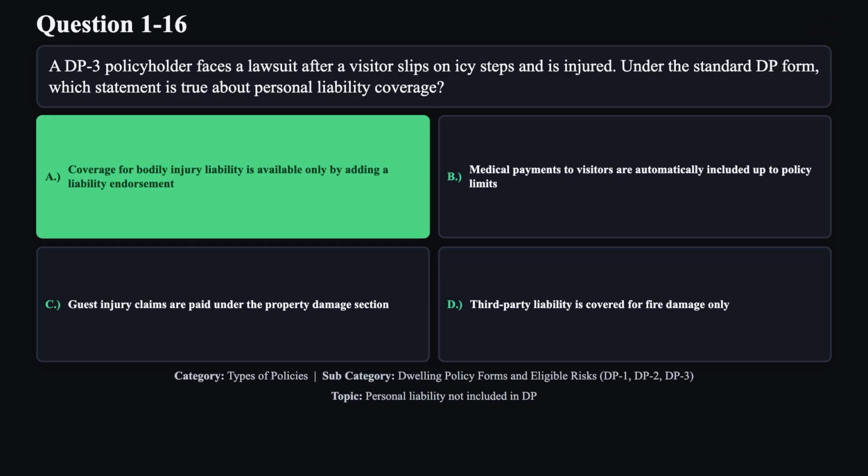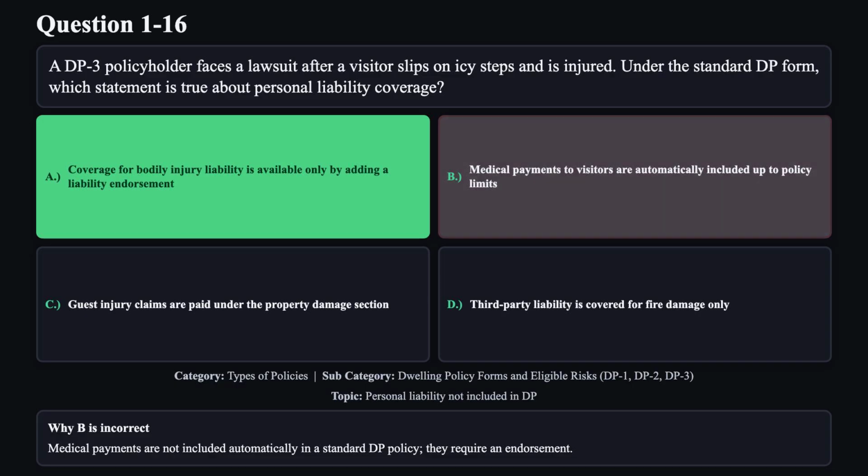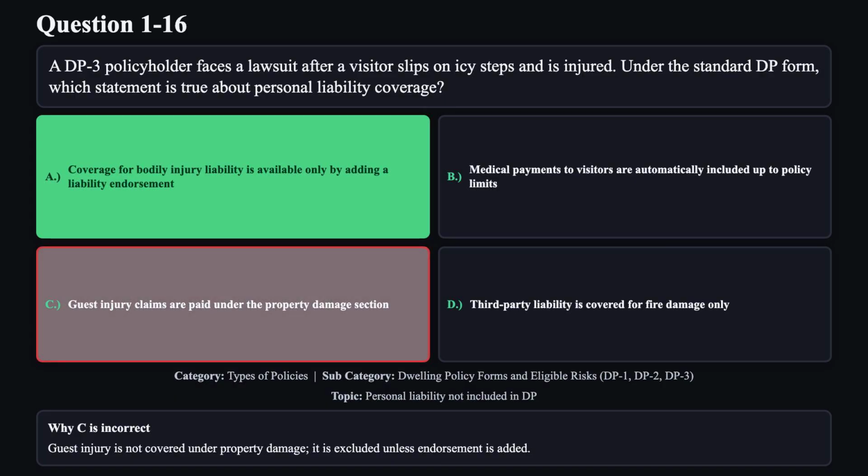The correct answer is A. The standard DP form does not include personal liability or medical payments. Those coverages must be added by endorsement. Reason B is not correct. Medical payments are not included automatically in a standard DP policy. They require an endorsement.